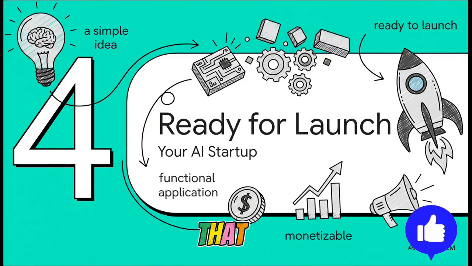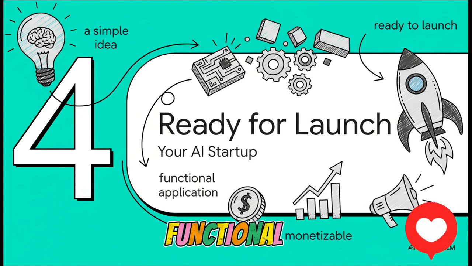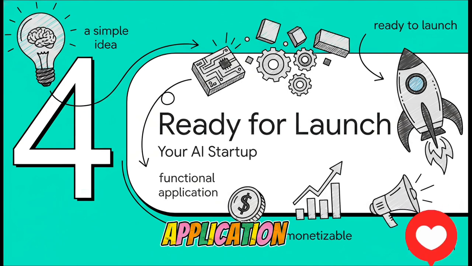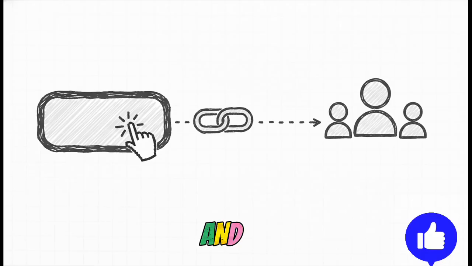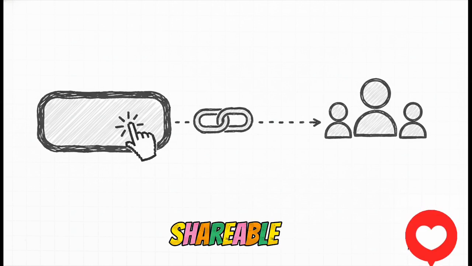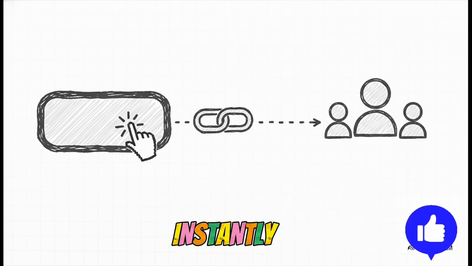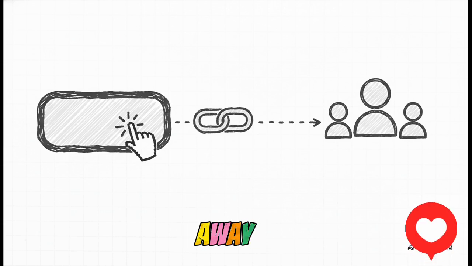So think about that. After a really short amount of time, we've gone from a simple idea in our heads to a complete, functional, money-making AI application. Your AI startup is officially ready to go. In the last step, it's the easiest one. All that's left to do is hit publish. The no-code builder just gives you a shareable link, and your tool is instantly live on the internet. You can send that link to anyone, and your users can sign up and start using your service right away.